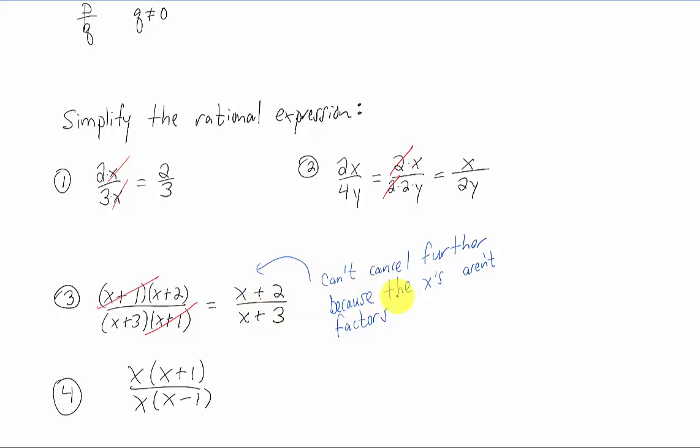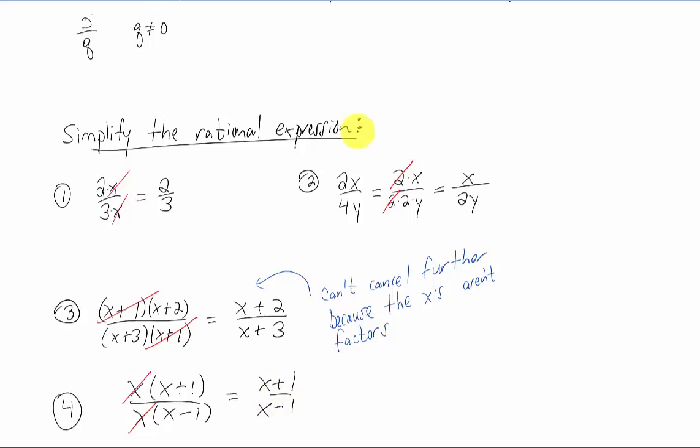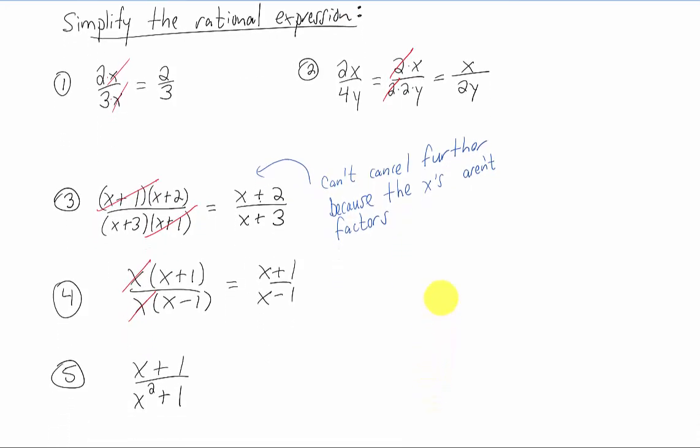Now hopefully to cement that concept of when x is a factor, we can look at this fourth problem here and see that x is a factor of the numerator, meaning it multiplies everything else in the numerator, and x is a factor of the denominator as well. Since that's the case, we are allowed to cancel that x with that x, leaving us just with x plus 1 over x minus 1. And while these two factors look similar, x plus 1 and x minus 1, they're not the same, so we can't cancel them. Let's keep going and look at another example.